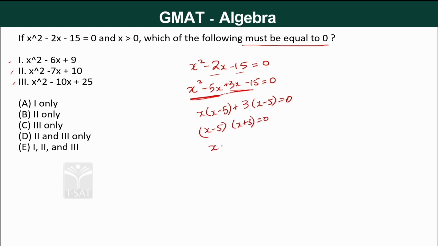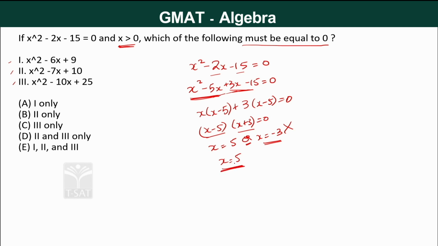So the roots come out to be x is either 5 if we say this is equal to 0, or x is equal to minus 3. But when you carefully look at the question, it says that x is greater than 0. So minus 3 is not greater than 0, so it is not the root. So the only solution to this quadratic equation is x is equal to 5.